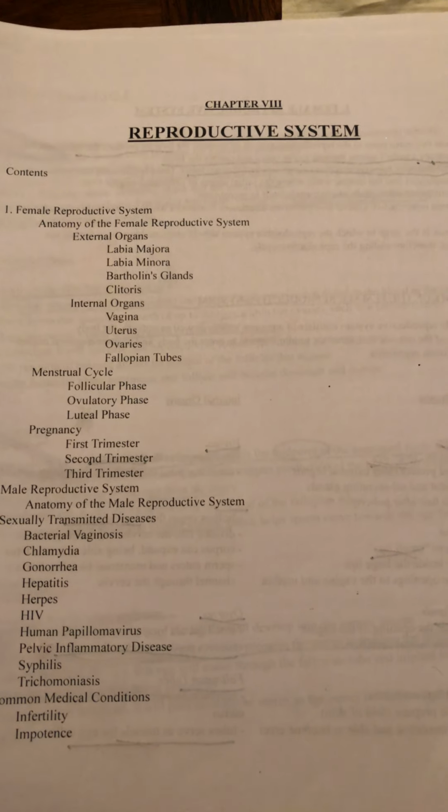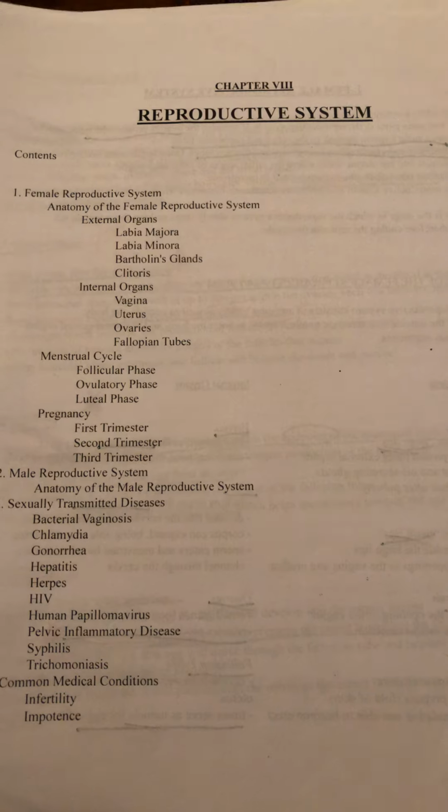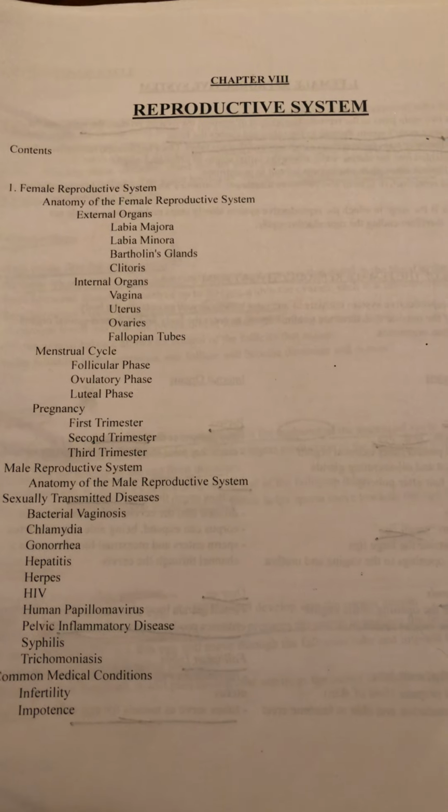Okay, we are doing chapter 8. This chapter you should know a lot about, pretty much because we all have a reproductive system and we know our body parts. First, we're going to talk about our female reproductive system. Again, those first paragraphs are awesome.